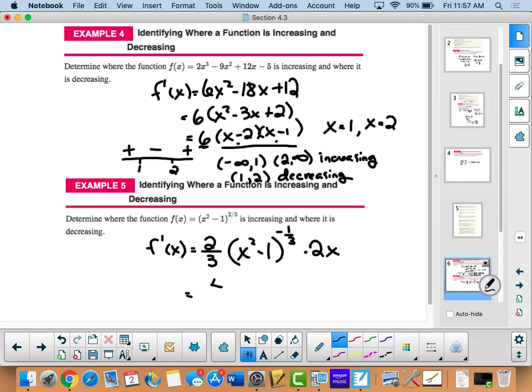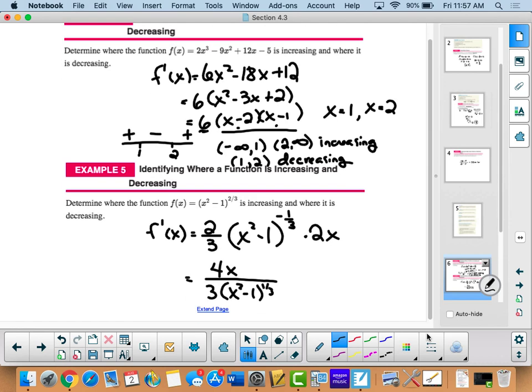Simplifying that, we get 4x on top and 3 times (x squared minus 1) to the 1/3 power on the bottom. So our critical numbers are going to be where that fraction equals 0, which happens at x equals 0, and where the bottom equals 0, which happens at x equals negative 1 and x equals 1.